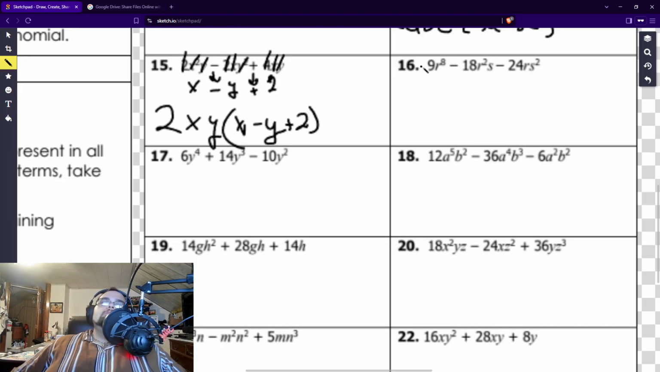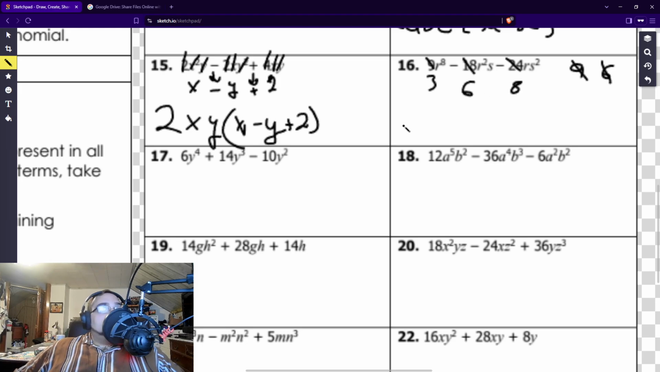Ooh. Now we got numbers and letters that aren't x's and y's. 9, 18, 24. What could it be? Oh, I know 9 and 18 go together, but 9 doesn't go with 24. I know 18 and 24 both have a 6, but 9 doesn't have a 6. We know it's not 9. We know it's not 6. 3? Can we check 3? Let's check 3. So I can break that by 3, I can break that by 3, and I can break that by 3. Oh, great Scott, we got it.